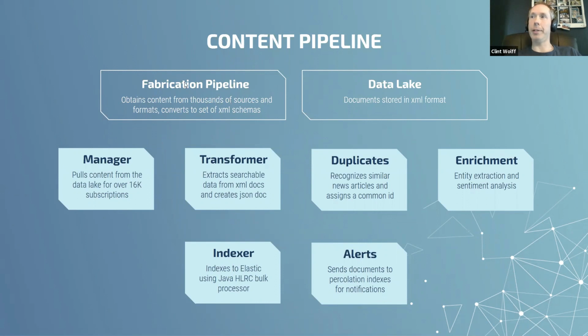So we pull content from thousands of different sources, comes in all kinds of different formats, right? We might pull things from FTP, from a REST API, PDF sent to us on disks. If you go back in time, I don't actually know if we do this anymore, but we used to actually have people retyping in printed books and documents. So all kinds of different ways that content is coming in, different formats. So the fabrication pipeline is going to convert all that different content into XML documents, a set of about 50 different schemas. And it's going to store all those documents into the data lake.